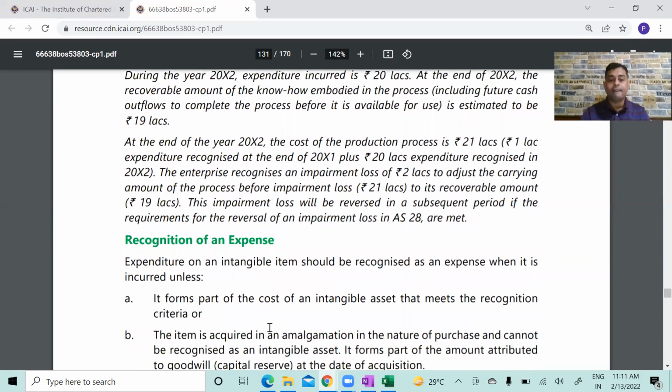So can I ask one doubt? Ask. Sir, 1 lakh we already recognized and 20 lakh expenditure is incurred. And at that time, when that expenditure is incurred, we know it is 19 lakhs. So can we recognize only 18 lakhs?